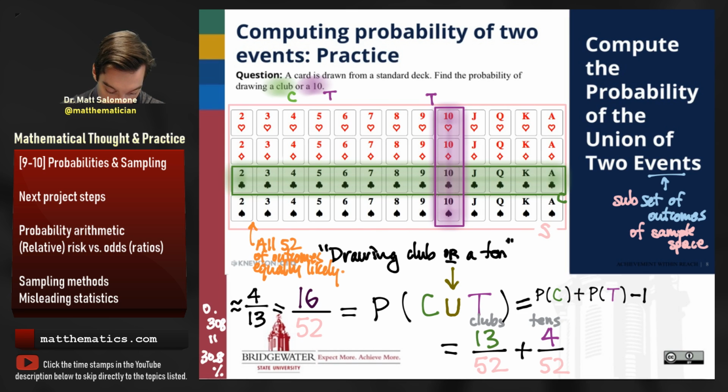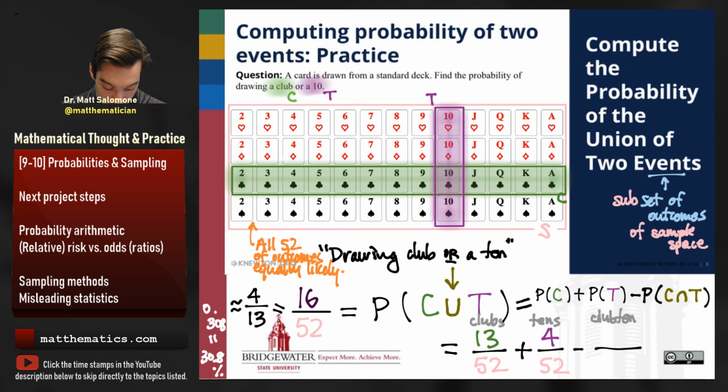That's the thought process that you use in survey problems to avoid double counting the members of intersections of a Venn diagram: you had to take away the intersections. Right? And so here I'm going to subtract how many clubs that are also tens.